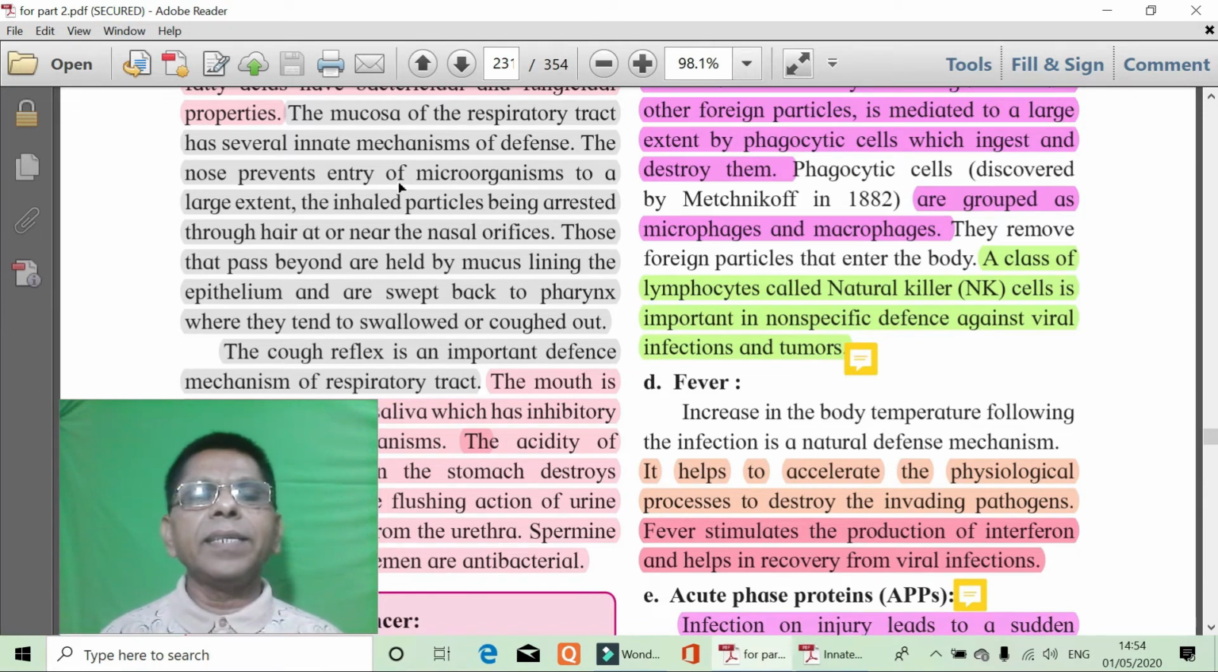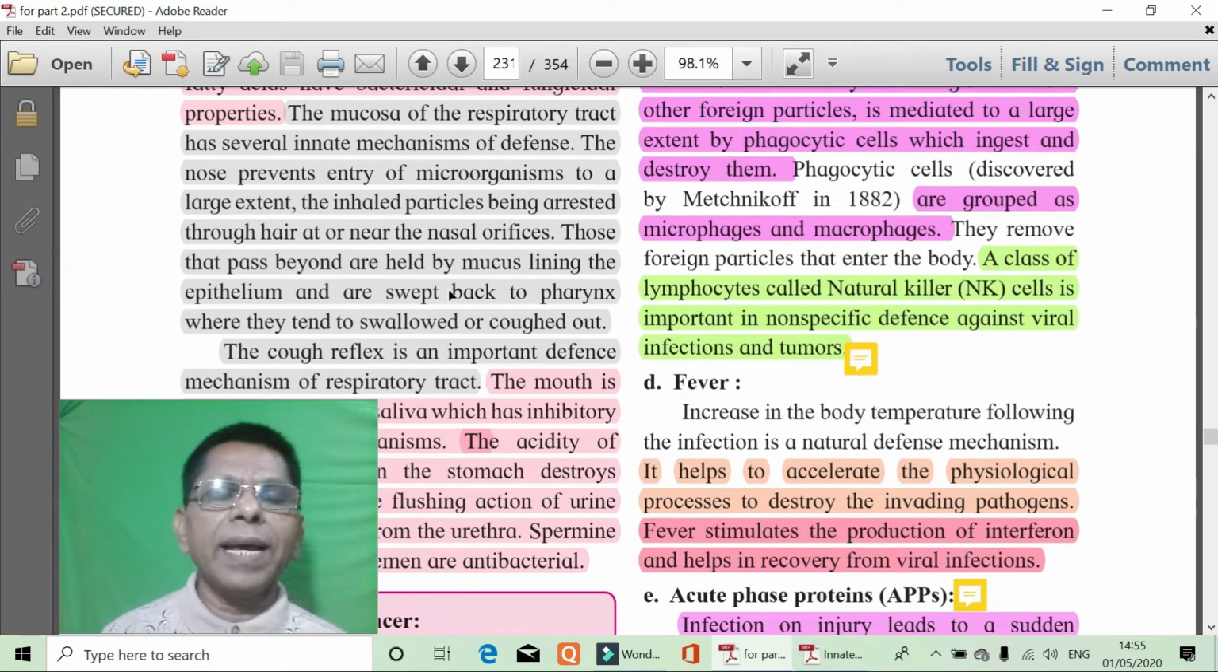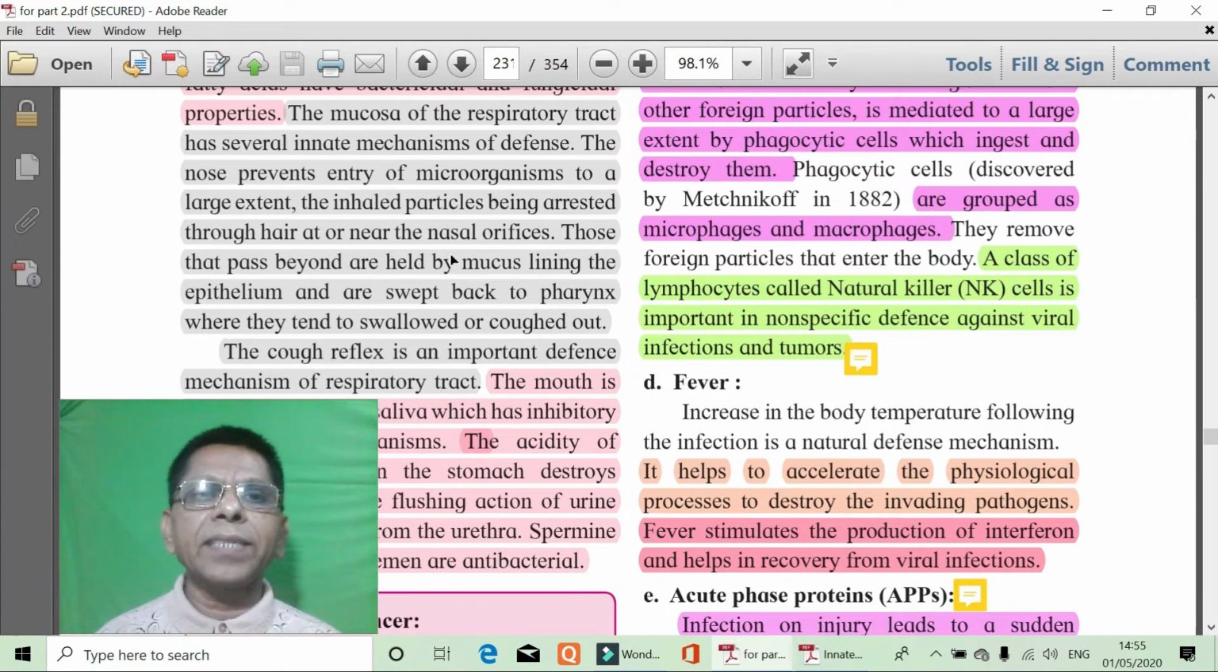And the nasal cavities are divided into three parts. The anterior one is called the vestibule, the middle one is called the respiratory part, and the innermost is called the sensory part. And the sensory part is lined by sensory epithelium. That's why it plays a very important role in detection of smell.